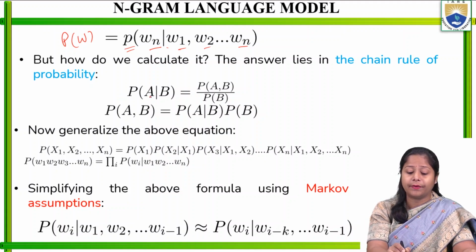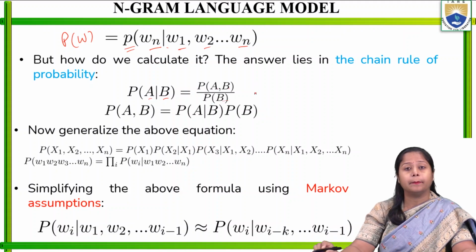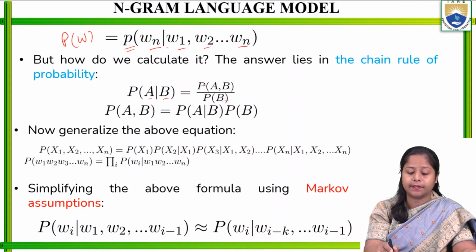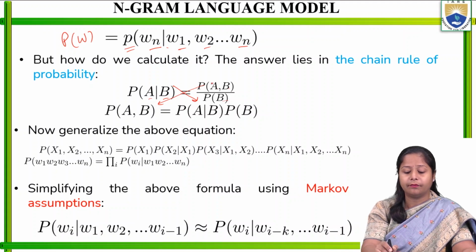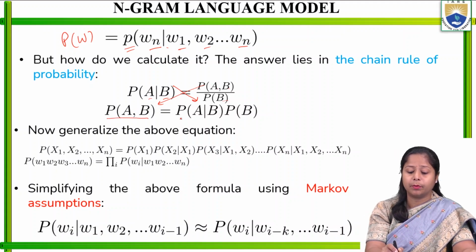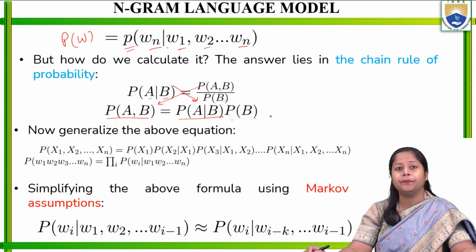The probability of A given B is equal to the probability of A comma B divided by the probability of B. That is a formula. If I rearrange this, the probability of A comma B is equal to the probability of A given B times the probability of B. That is the chain rule of probability. We have to use these things in the n-gram language model.